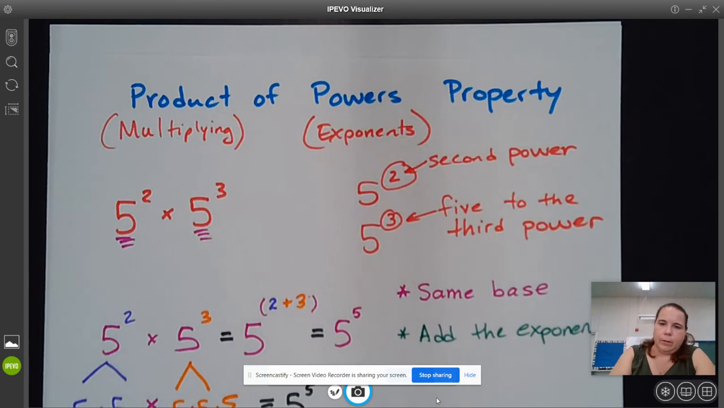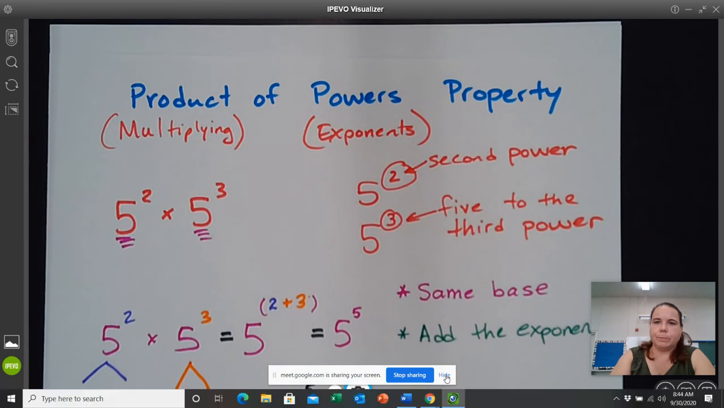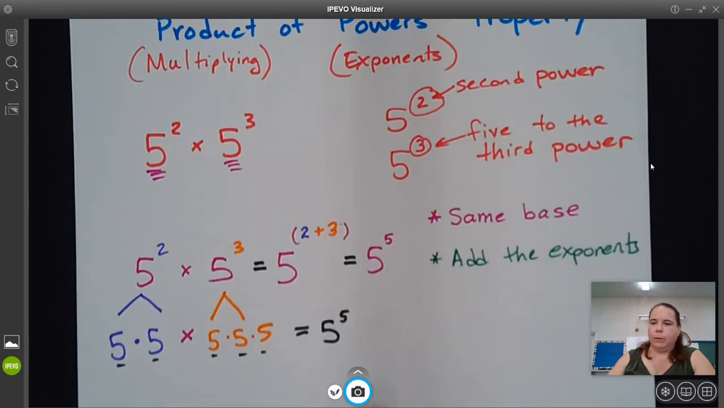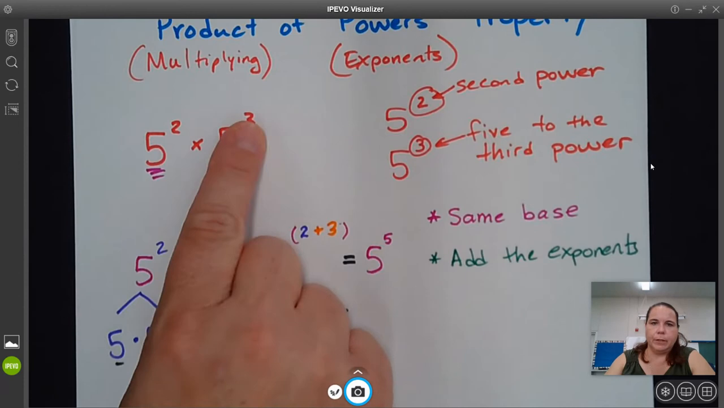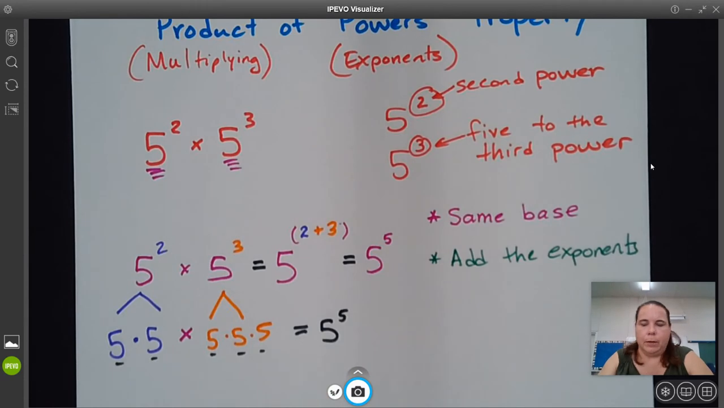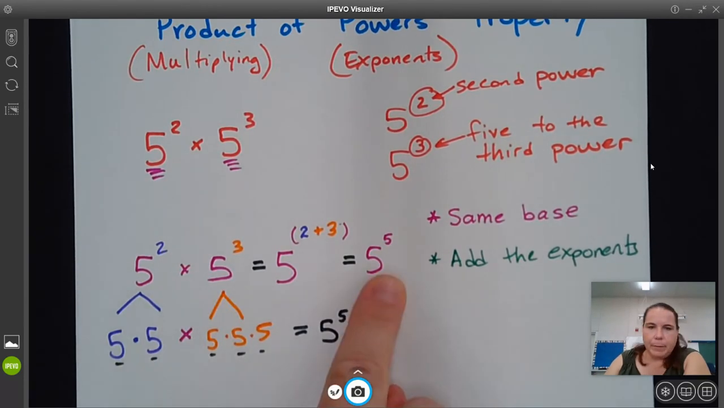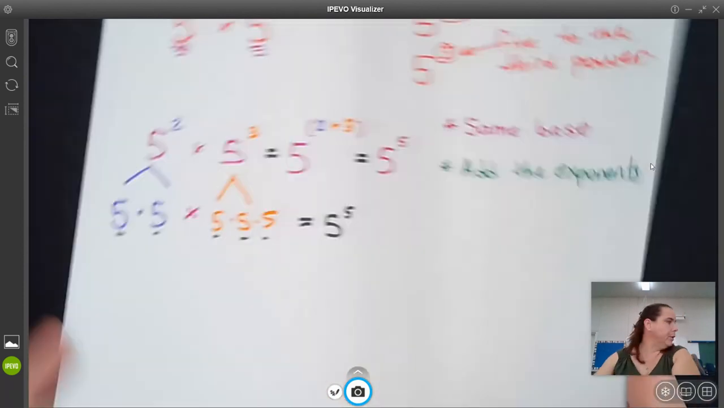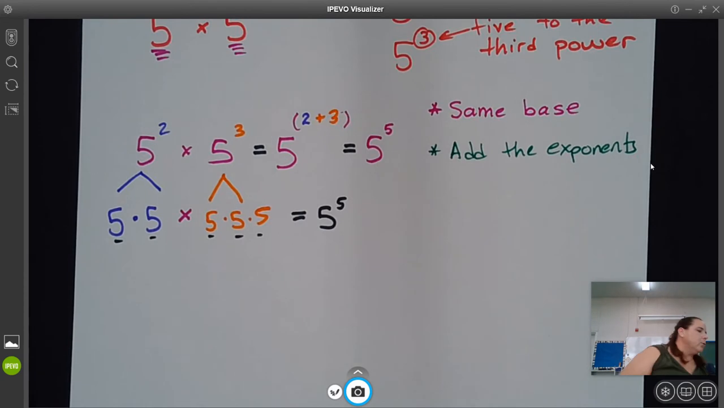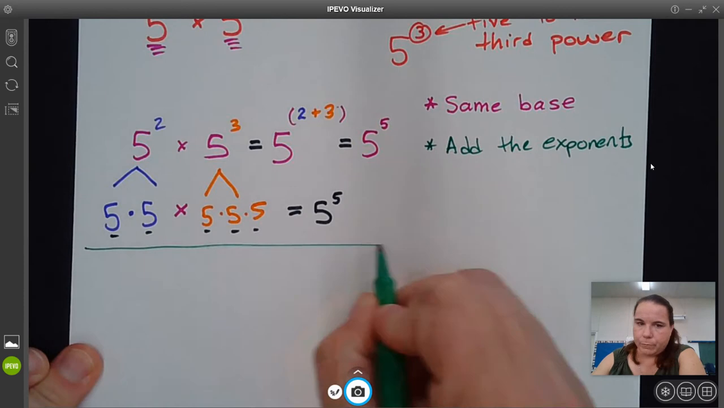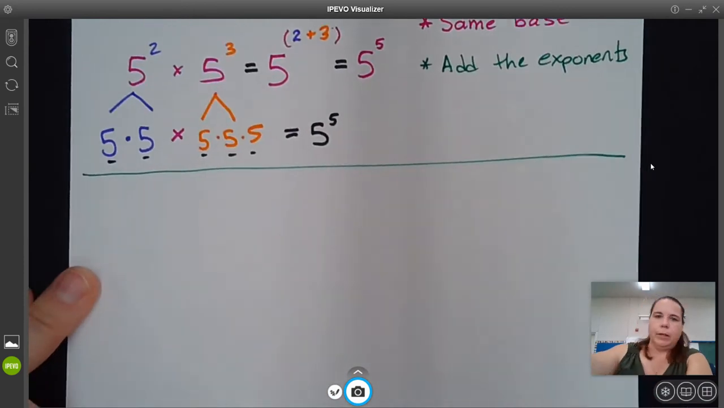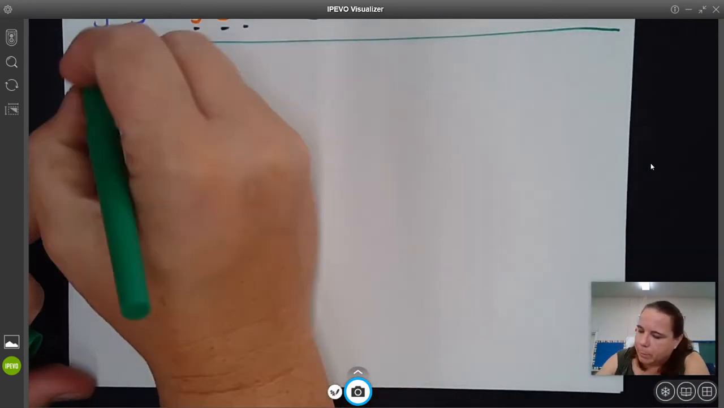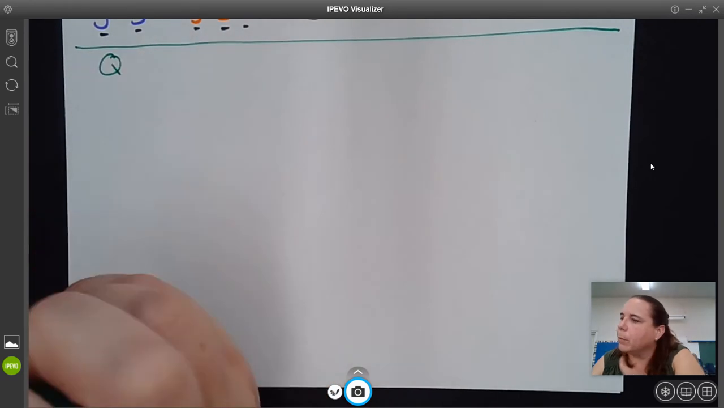So yesterday, we were talking about the product of powers property, right? And so we talked about multiplying exponents and that really the rule is we're going to keep that base the same and we're going to add those exponents. So today, we're going to talk about the quotient of powers property, all right? So I'm going to draw a line right here, and we're going to add that onto these notes. We're going to talk about the quotient of powers property.